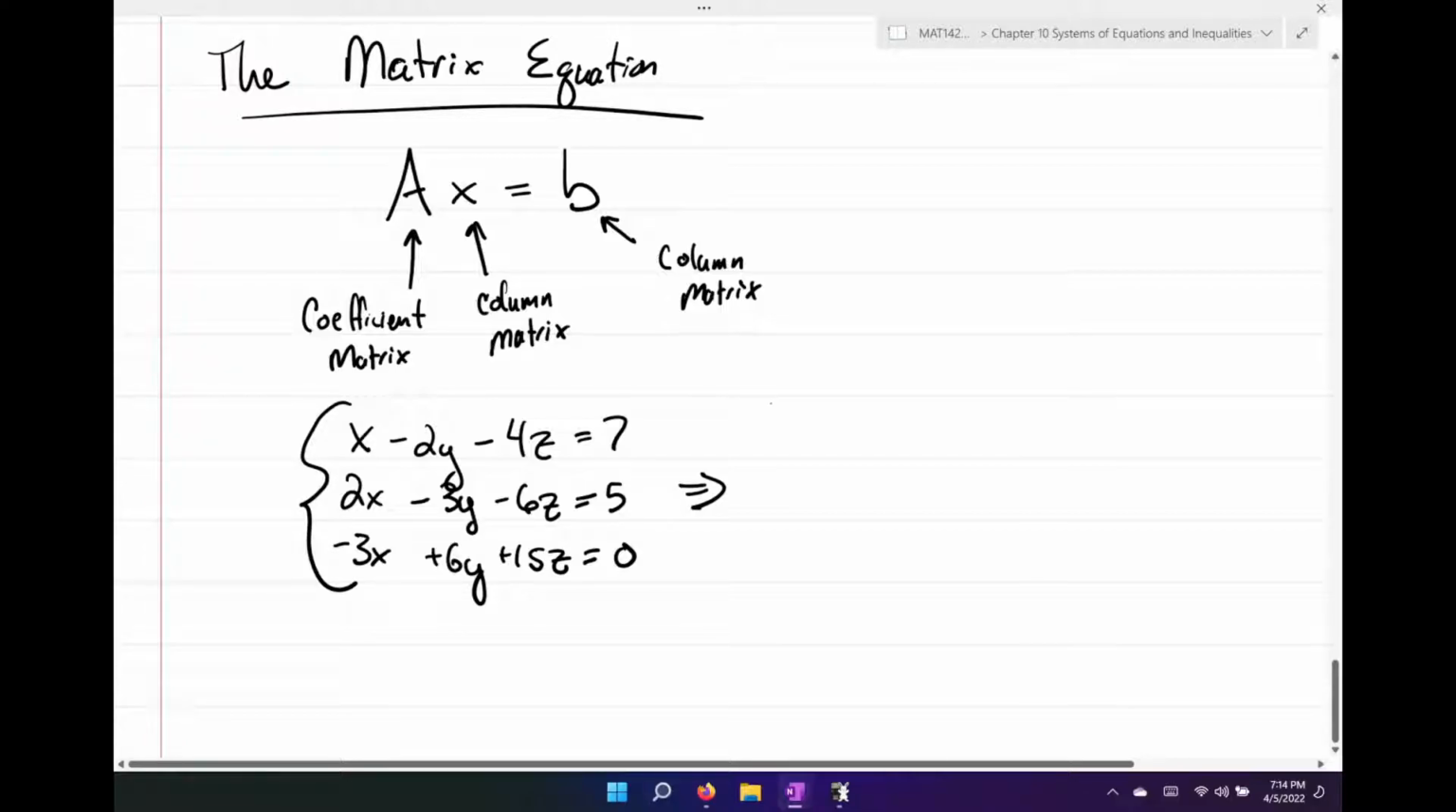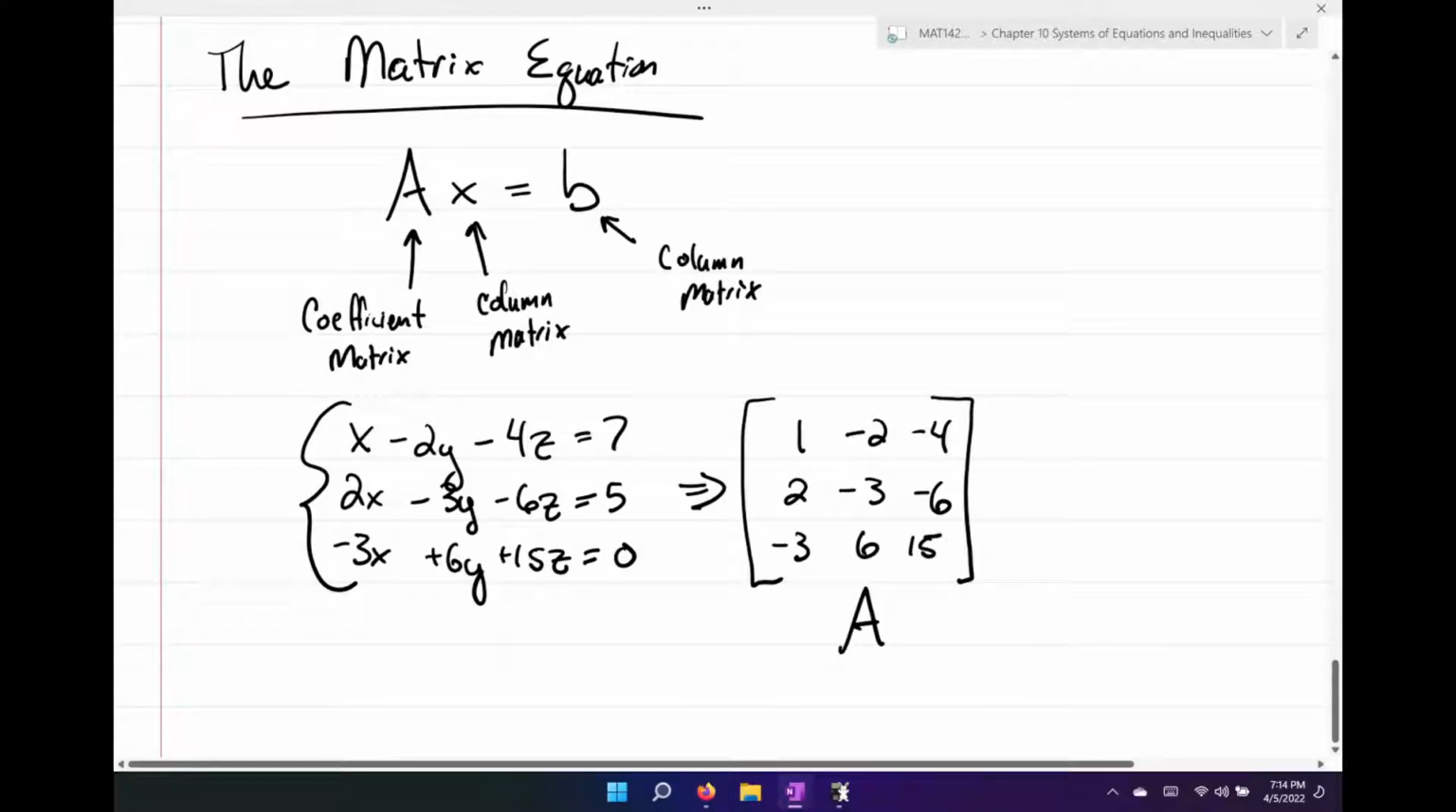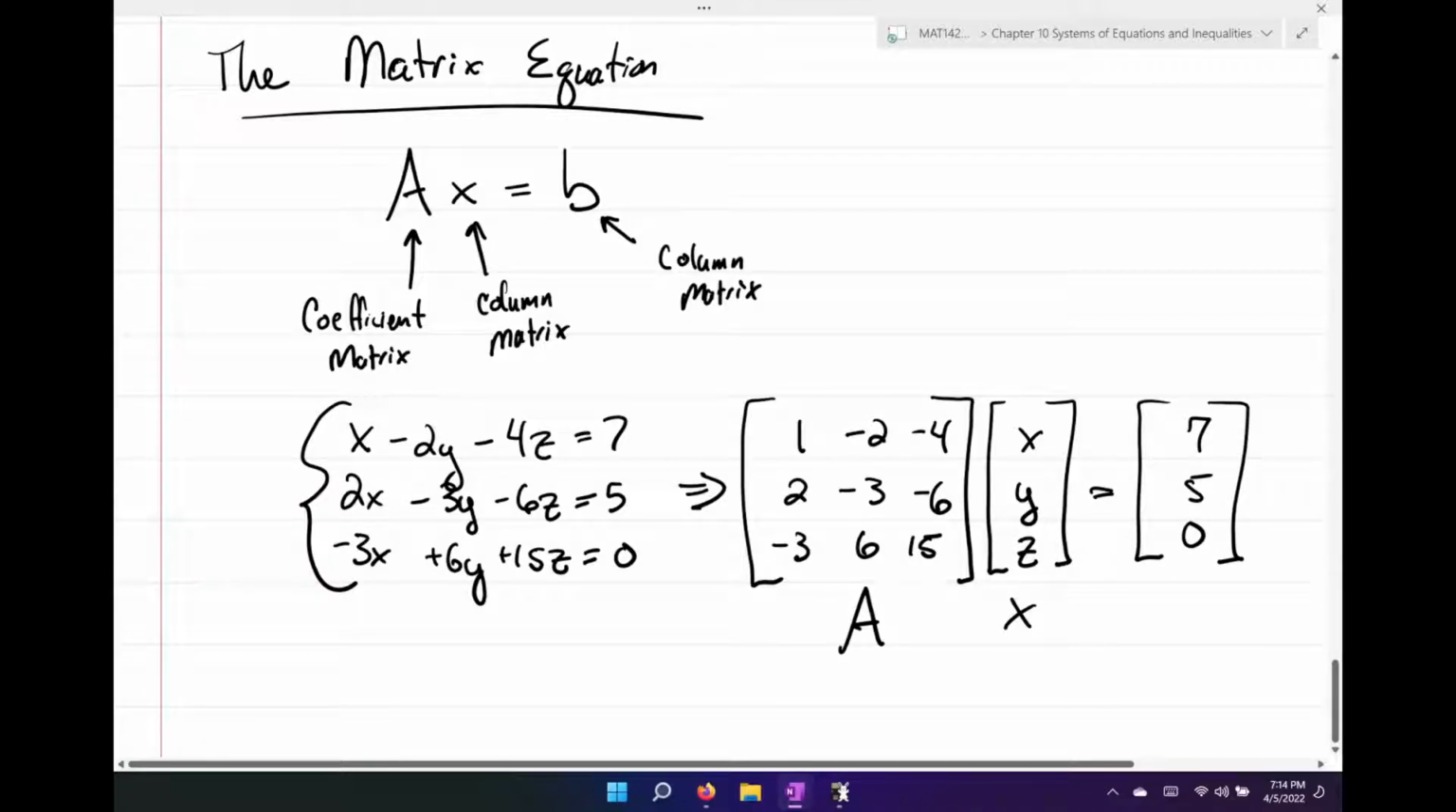So that would look like this. First, we're going to do the coefficient matrix. That's going to be A. So it's just going to be 1, -2, -4, 2, -3, -6, and then -3, 6, 15. Then our column matrix is going to be the variables x, y, and z. Okay? And this we're going to set equal to another column matrix, 7, 5, 0. And this is going to be B. Now the question becomes, well, how do you solve this?